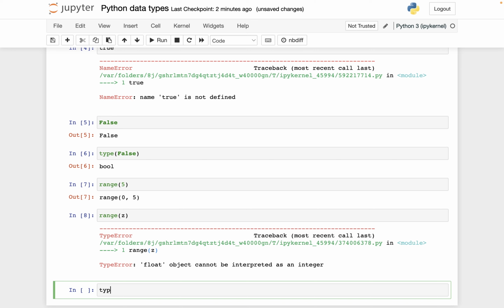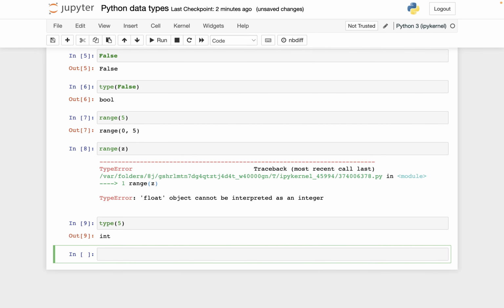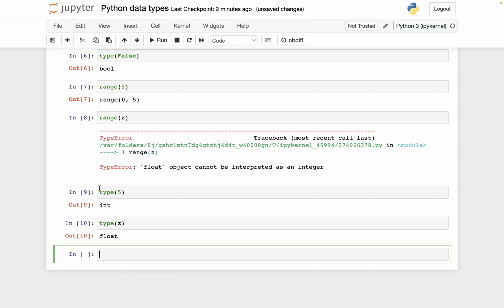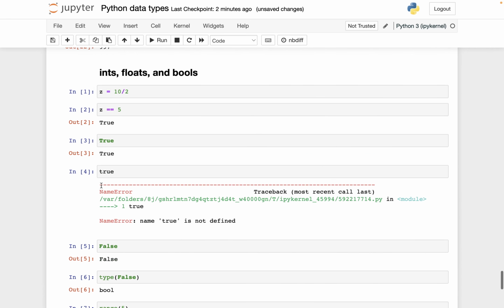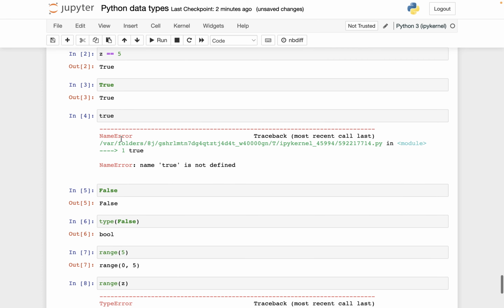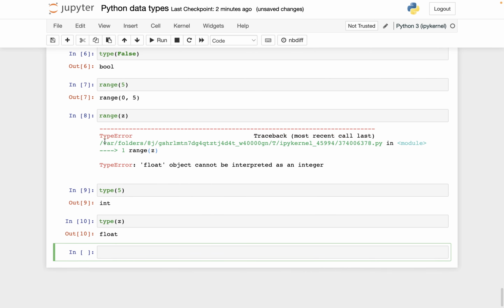So if I check what's the type of 5, that's an int. If I check what's the type of z, that's a float. And what's happening is when we do this 10 divided by 2, 10 and 2 are integers, but this fraction, even though 10 is perfectly divisible by 2, this fraction is getting turned into a float. So that's what's happening there, and that's the cause of this error.